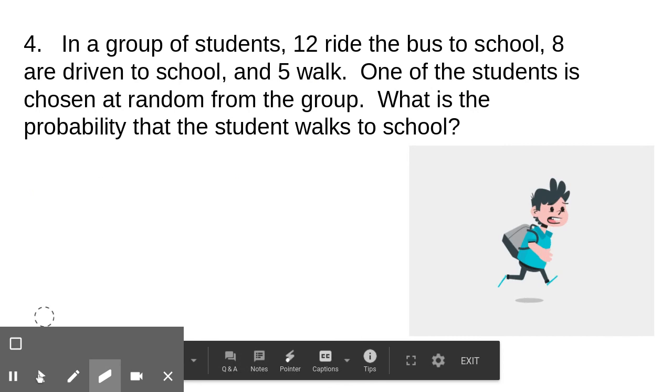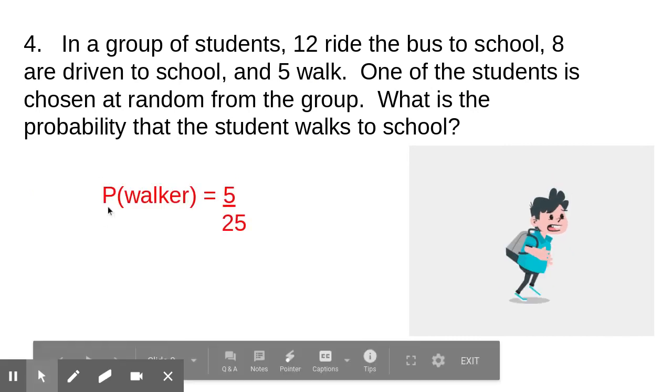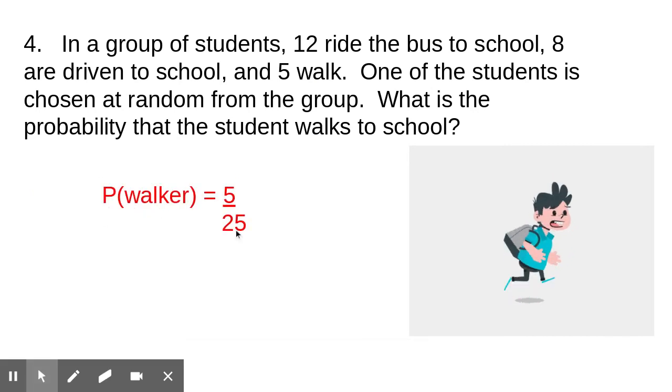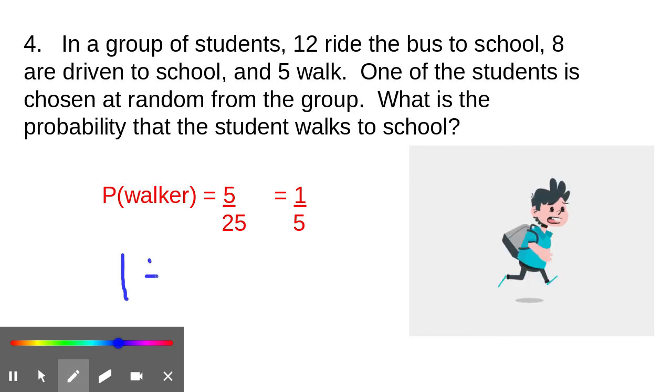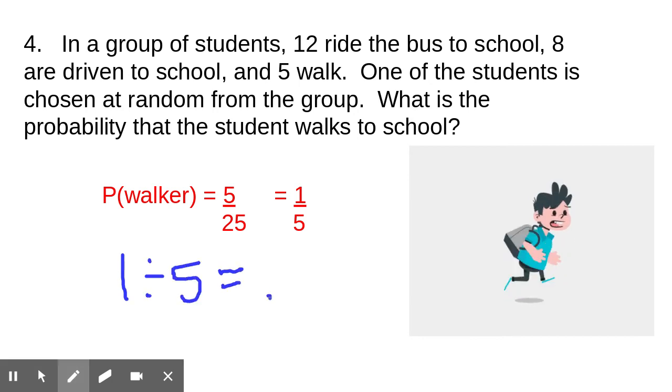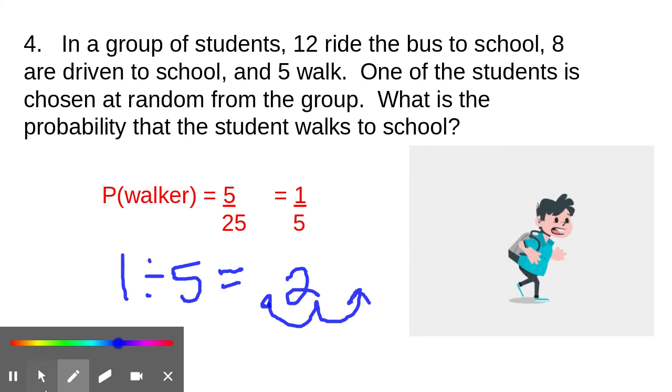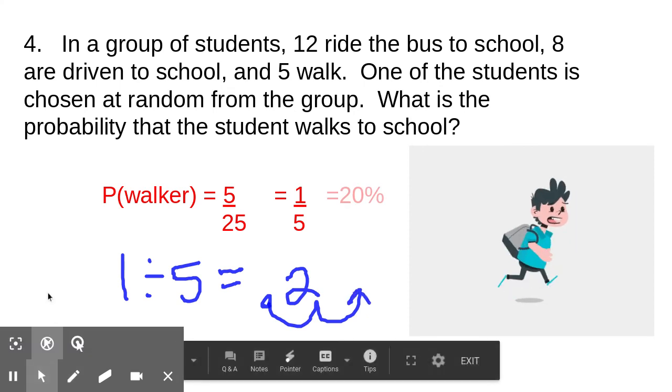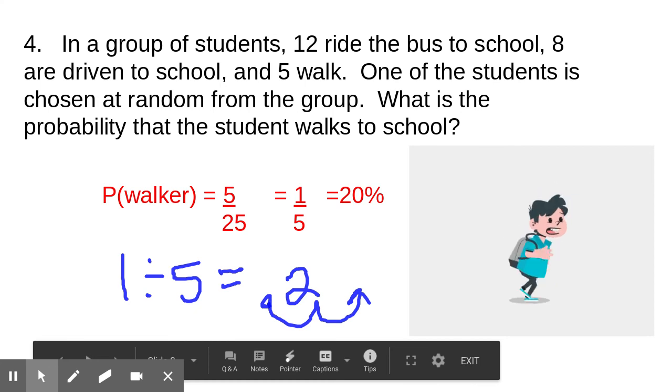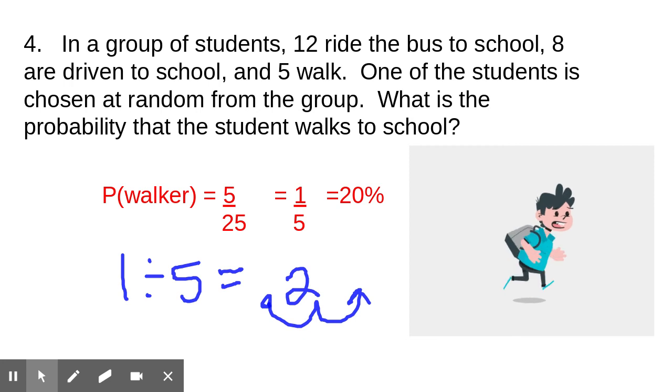Okay. So I have this here. So the probability of getting a walker is 5 out of 25, like we just did, but that can be reduced to 1/5. And if you take that into your calculator, 1 divided by 5 gives you a 0.2, but you move that over twice, and that will give you a 20%. So the probability that the student will walk to school out of the group of those 25 students would be a 20%.